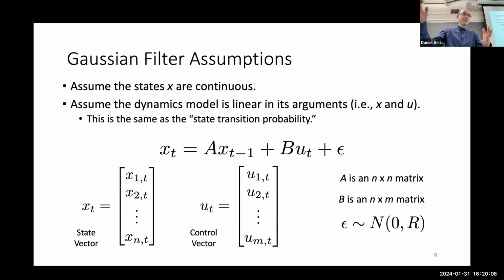If you're modeling something like a robot in your own domain and you have good reason to believe that this is not what's happening, then you should not make this assumption. But we're making this assumption here that we have a linear dynamics model with Gaussian noise.